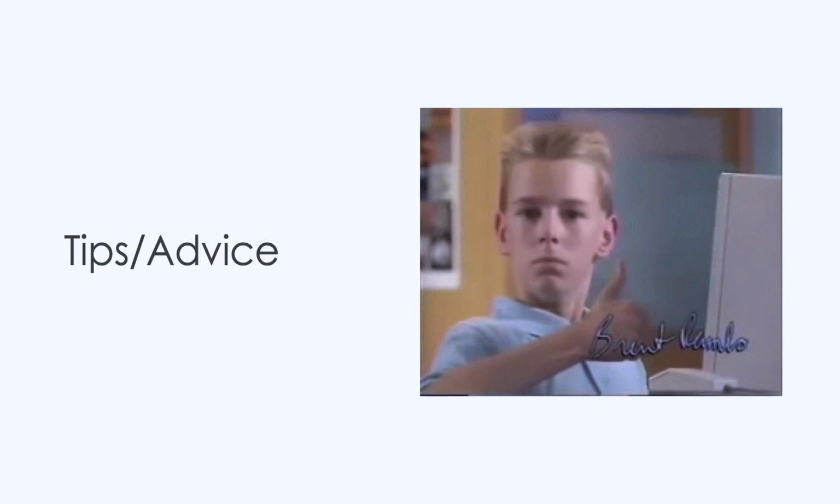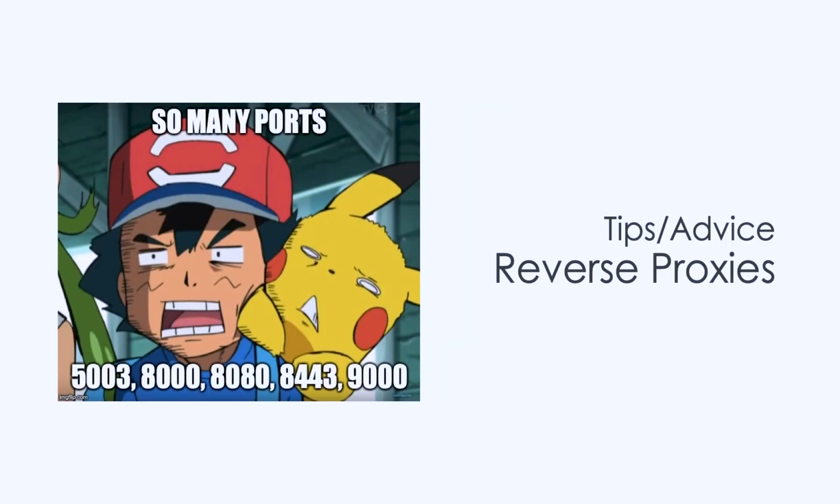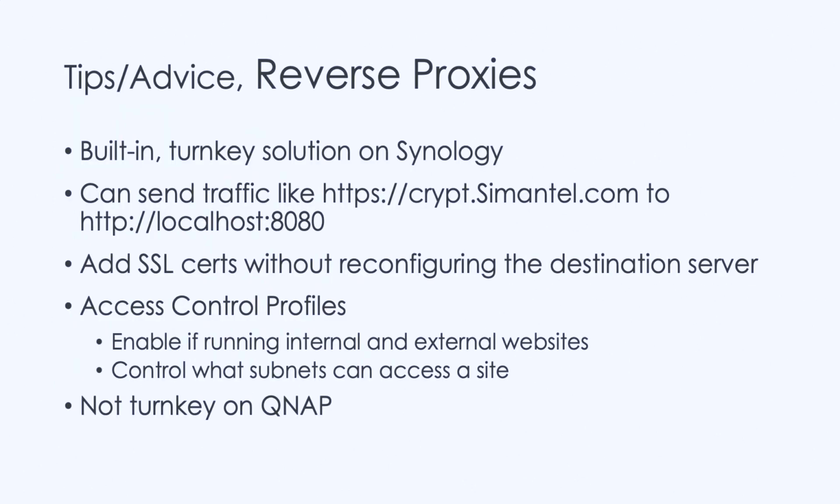Some tips and advice. I'm running all of these Docker containers, and I'm generating a lot of ports. Reverse proxies are super useful. That's how I've solved it. On Synology, it's built in. It's turnkey. It's as simple as running a wizard to pop in all the info. So I can send traffic like crypt.simantel.com to localhost 8080. I don't have to remember 8080. When we're running our wiki on it, our users don't have to remember whatever port's generated for that. And I can also add SSL certs without configuring that destination server.